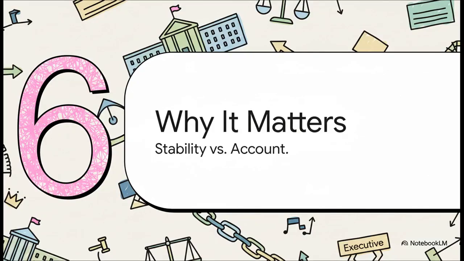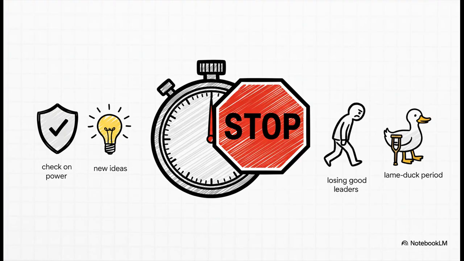But let's get to the big "so what" question. Why does any of this matter in the real world? Well, it usually comes down to this classic tug-of-war between two big ideas, stability and accountability. And there's no better way to see this tension in action than to talk about term limits. Deciding just how long a leader can stay in power, that is one of the most fundamental choices a country makes, and it's directly connected to which of these systems they use.